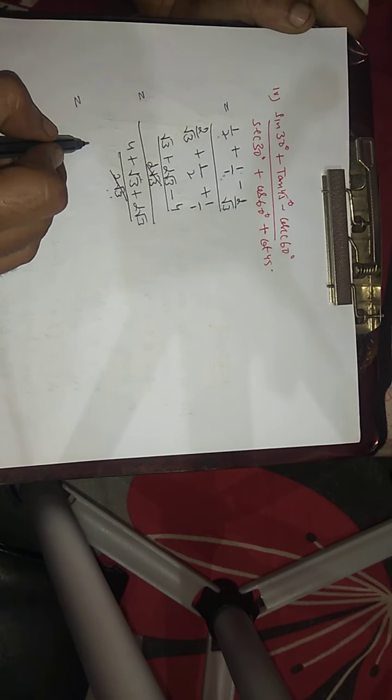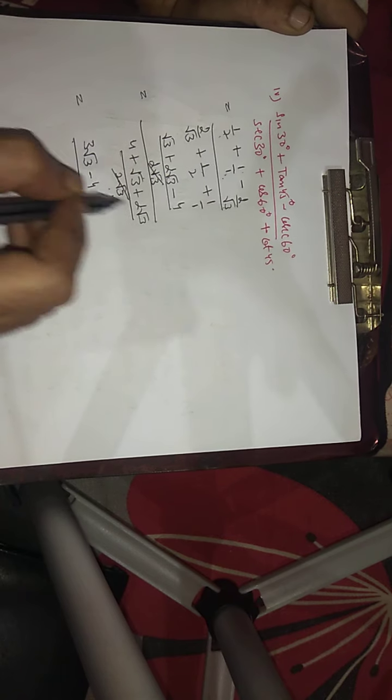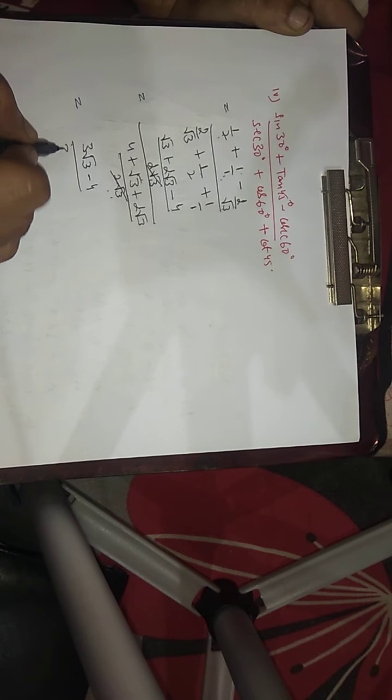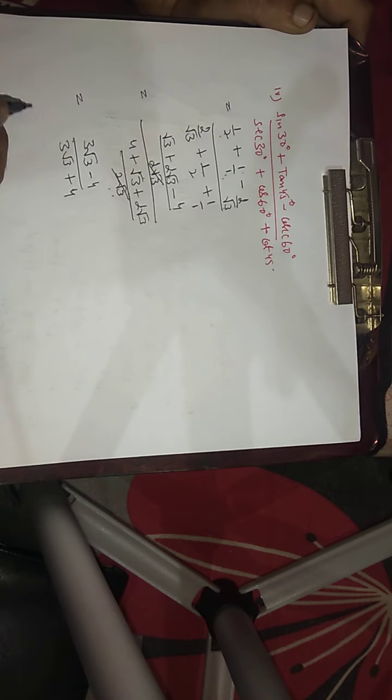So 2 root 3 from the denominators gets cancelled out. So we are left with (2 root 3 plus root 3) over (3 root 3 minus 4). In the same way, (2 root 3 plus 2 root 3) over (3 root 3 plus 4). Now we have to rationalize.